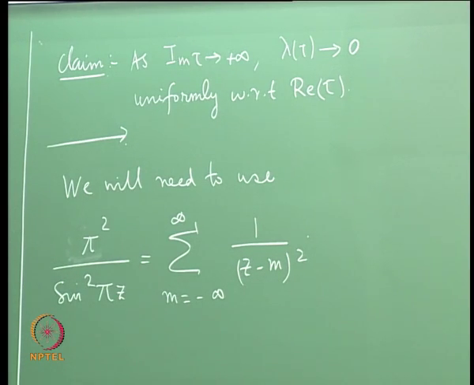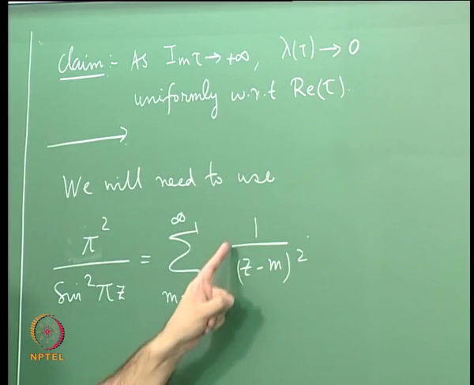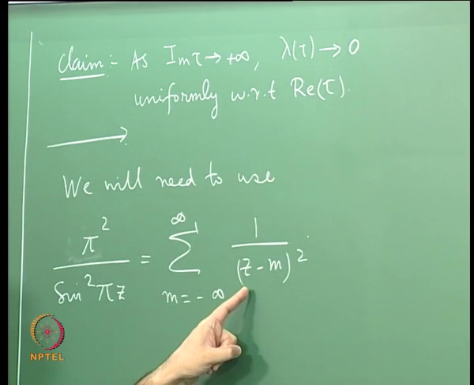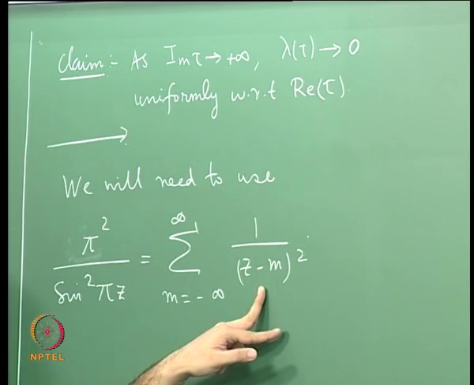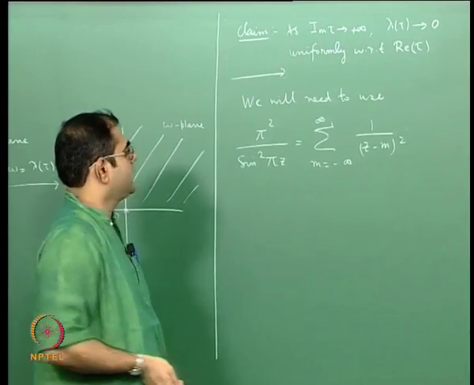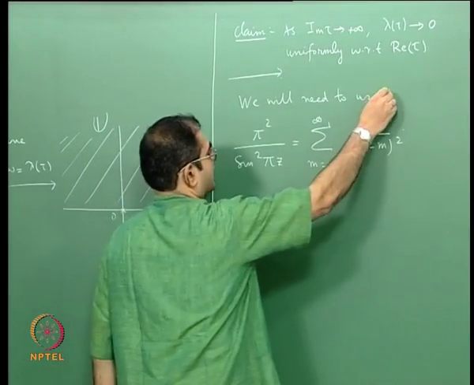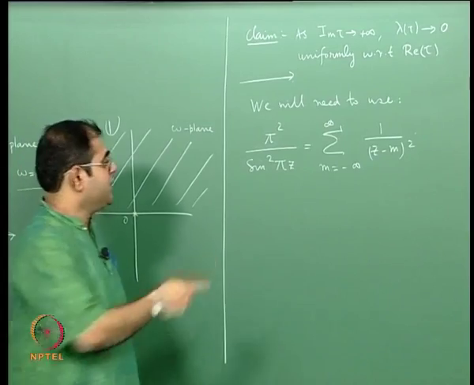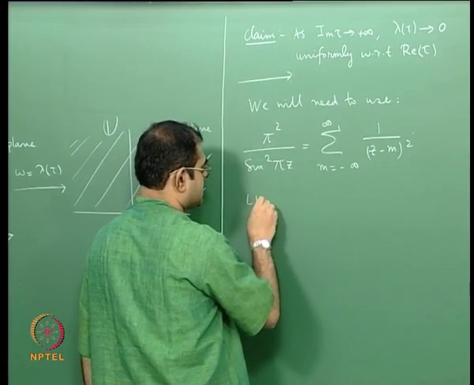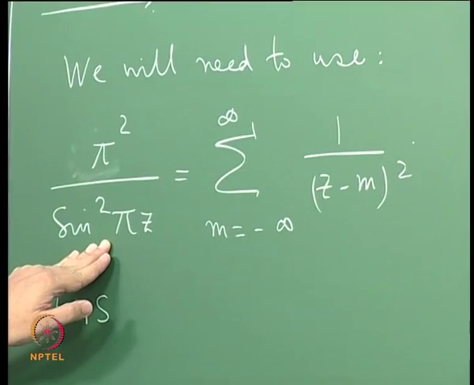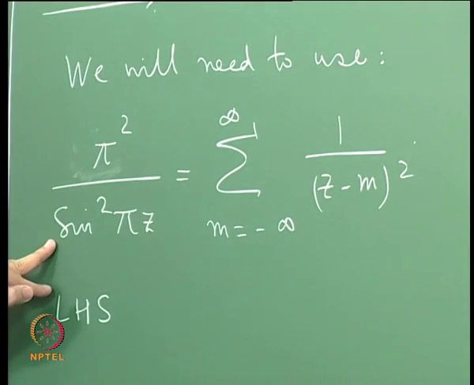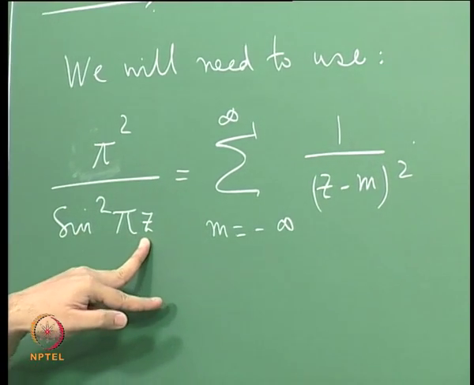We will have to use this identity. You can realize why we will need it, because this is what partly appears when you write out the formula for the phi function. So the first thing is, let us first justify this identity. You see the LHS, the left hand side, if you look at the function here, this function is analytic everywhere except the points where the denominator vanishes, and the points where the denominator vanishes are precisely the integers.